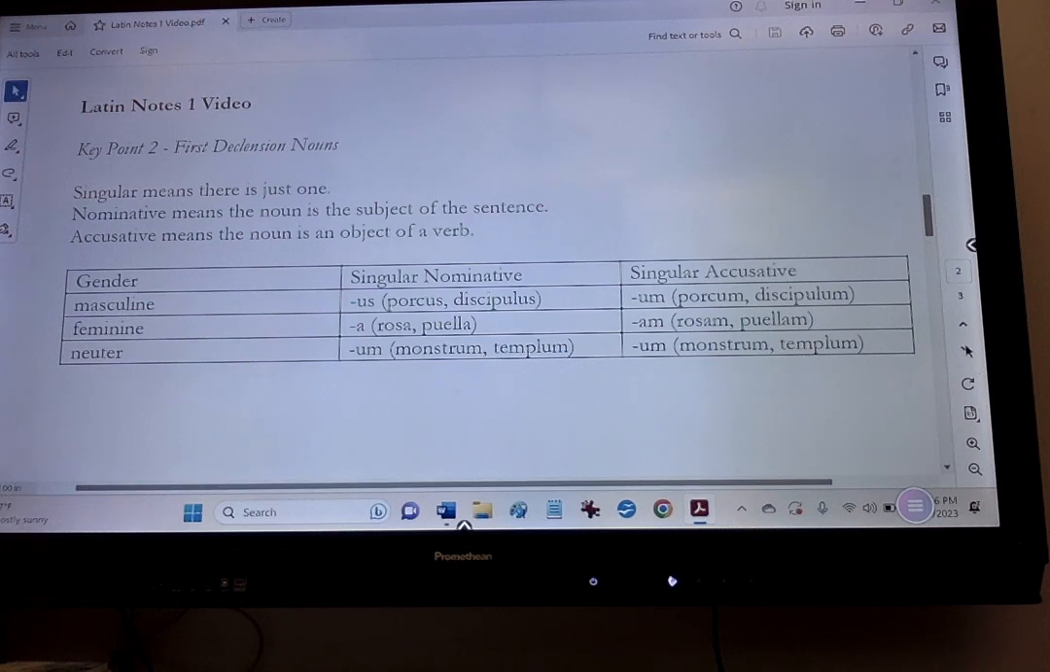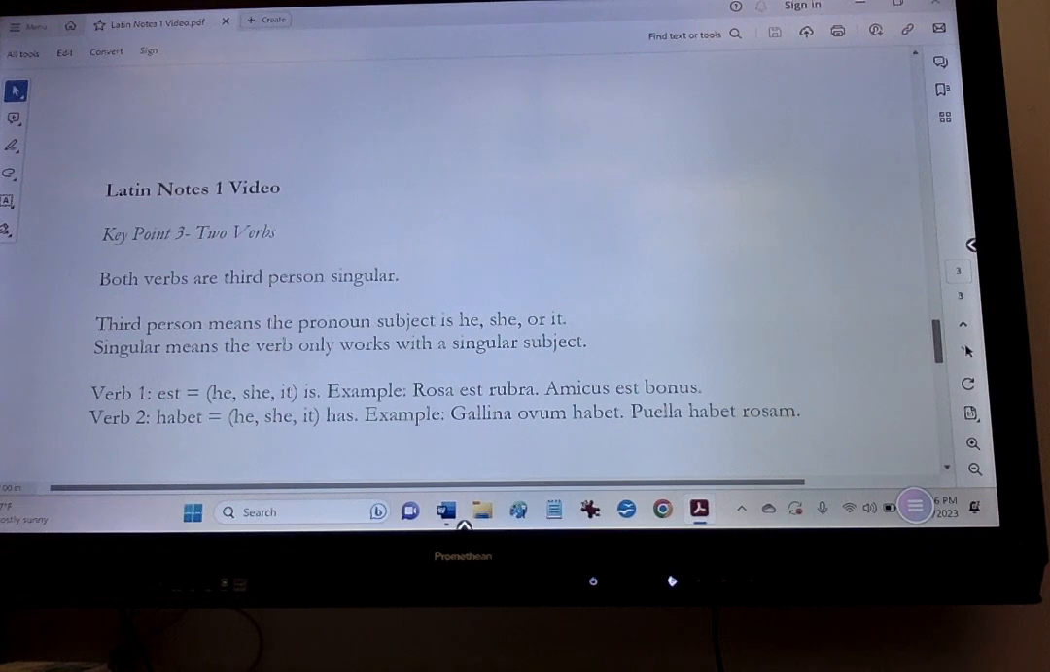And last, we have key point 3 about the two verbs that we're going to be using. Both of these verbs are third person singular. Third person means that if the subject of the sentence were a pronoun, the subject of the sentence would be he, she, or it. And the reason it works that way is because the verb is singular. So we can't use they, for example. Can't use I, because that's first person, not third person. All right? And also, since these verbs are singular, they will only work with a singular subject. And there's 2 examples here, one for each verb.